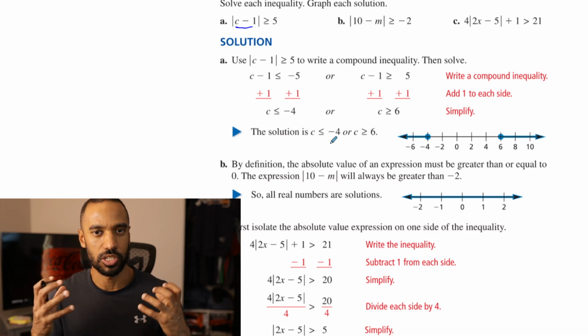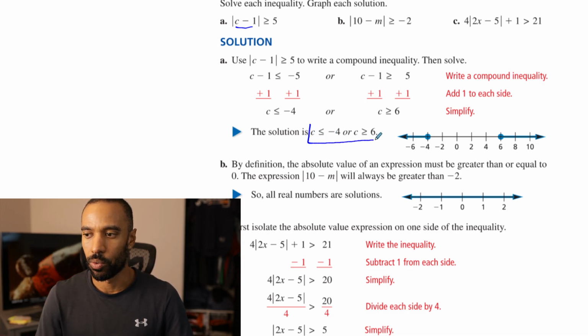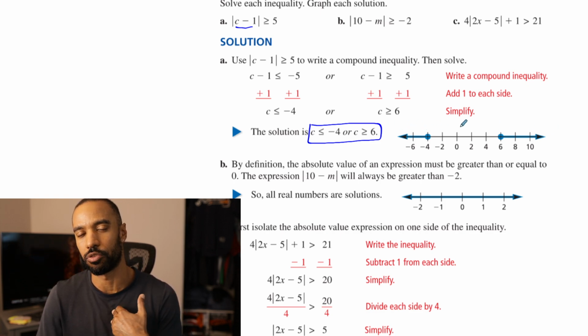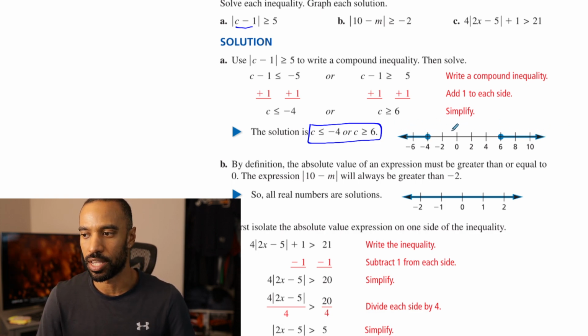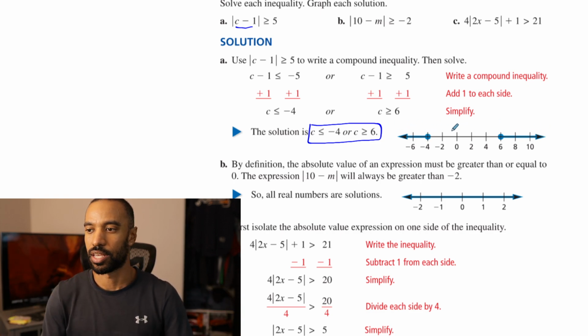It's not a compound as a single inequality. It's either this or this, and there's our split of our graph. Again, I'm not going to spend time on the stuff that we already did, but these are our 2 values for C outside of that set.